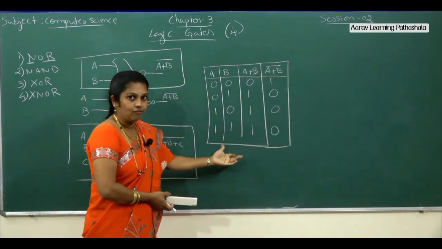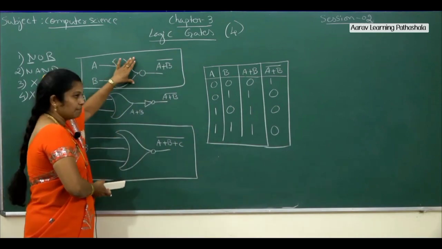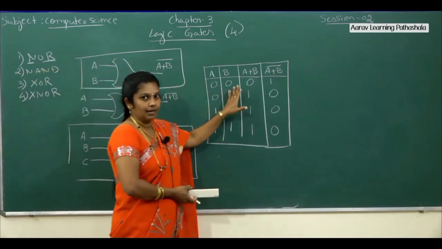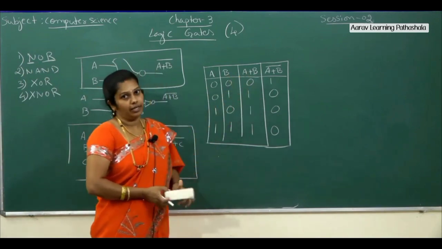This is the truth table for 2 variables. This is the symbol for 2 variables for the NOR gate. This is the truth table for 2 variables in the NOR gate.